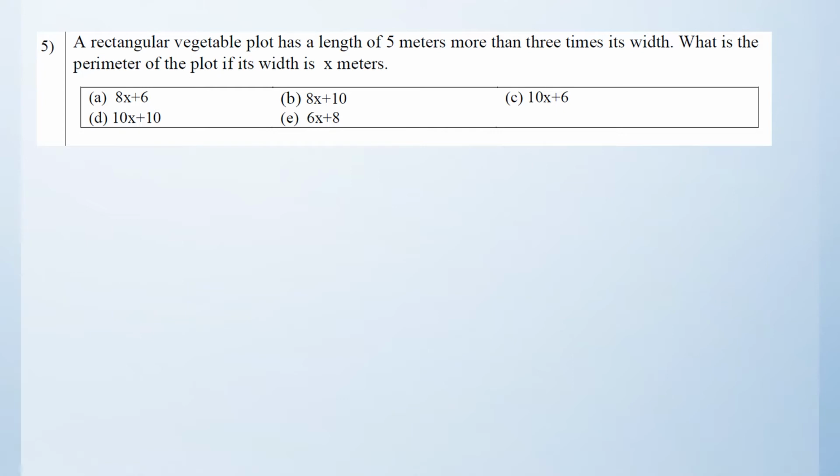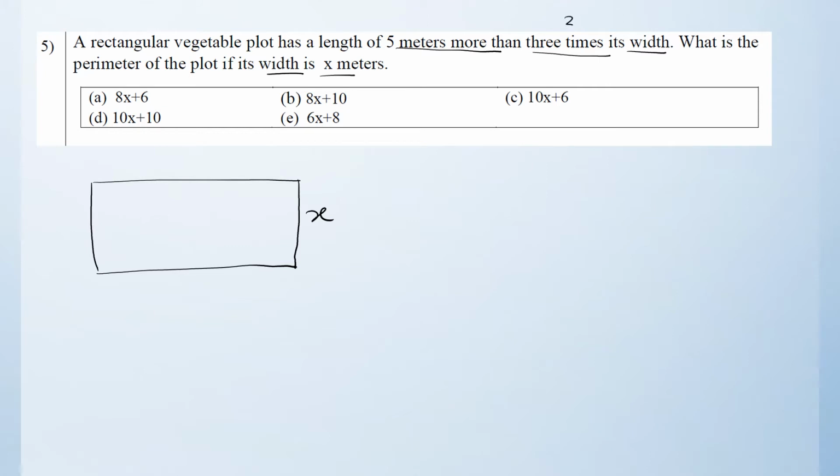Question number 5. A rectangular plot has a length of 5 meters more than 3 times its width. If the width is x, then the length is 3 times the width and 5 more. So here we have 3x plus 5 as the length.